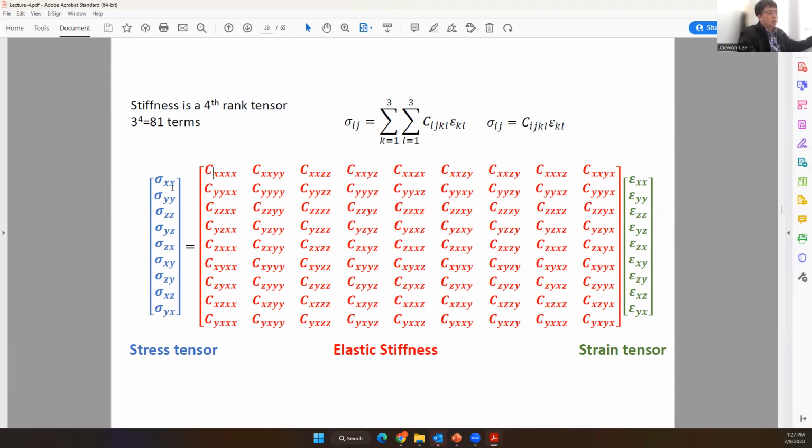So there is a kind of 81 component, 81 terms. So there's a nine stress tensor, nine strain tensors. The nine stress tensor and nine strain tensor could be correlated using the 81, but it's elastic stiffness. This one.